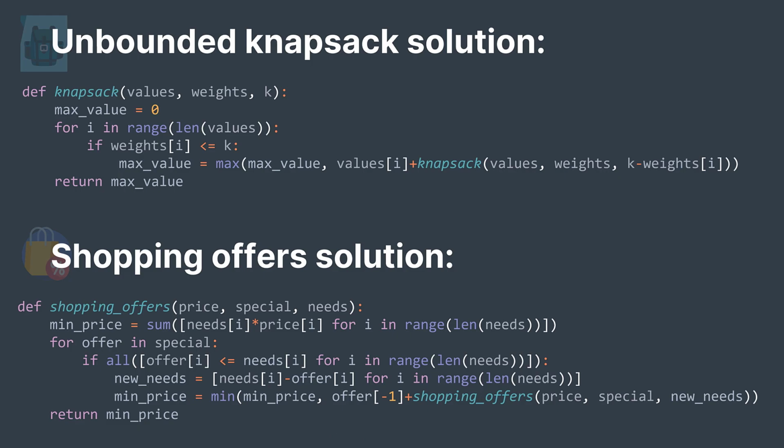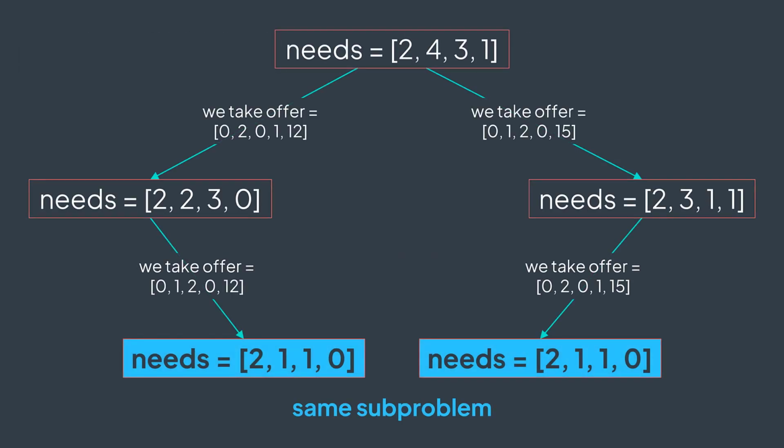Last thing, even if we do different offers choices, we can reach the same state of needs, which means that we have overlapping subproblems. Instead of repeating the same work every time, we can store the result of each subproblem we solve in a lookup table, and before solving a subproblem, we first check if we didn't solve it before. It's called top-down dynamic programming, memoization. We can apply it to our problem to reduce execution time.